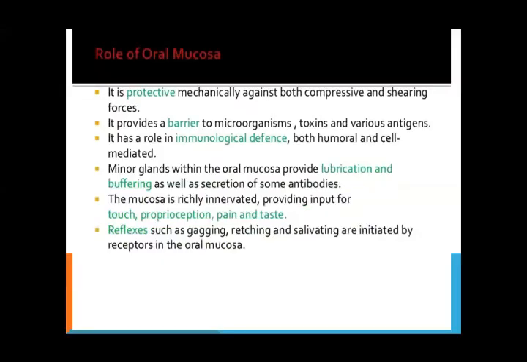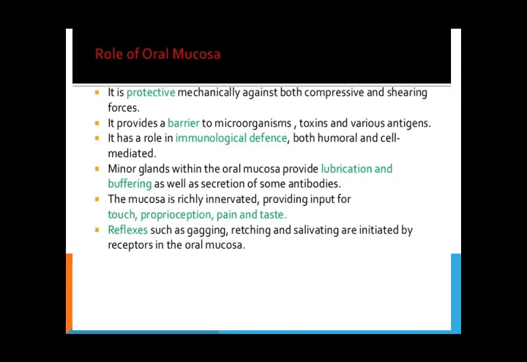What are the functions of the oral mucosa? Number one, it is protective mechanically against both compressive and shearing forces. It provides a barrier to microorganisms, toxins, and various antigens. It has a role in immunological defense, both humoral and cell mediated.